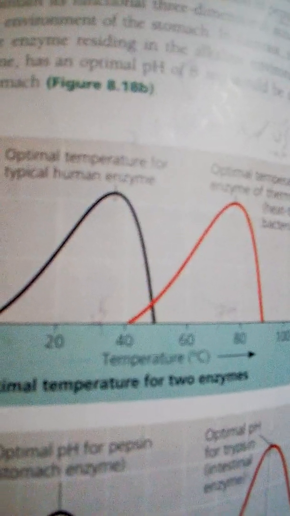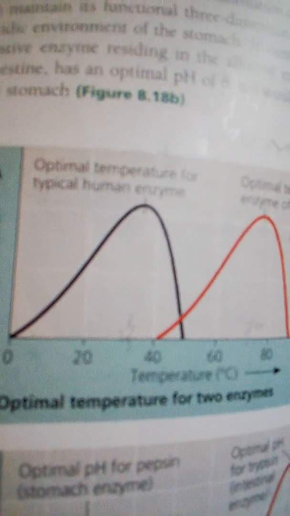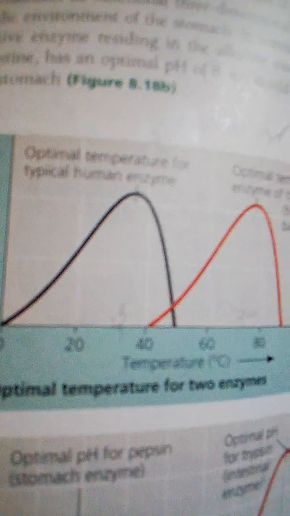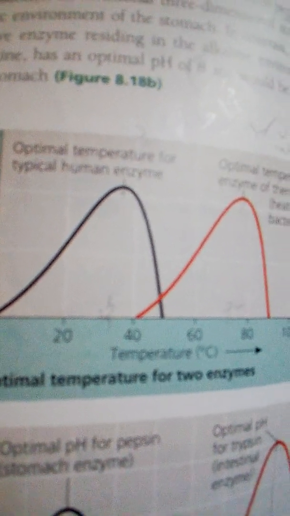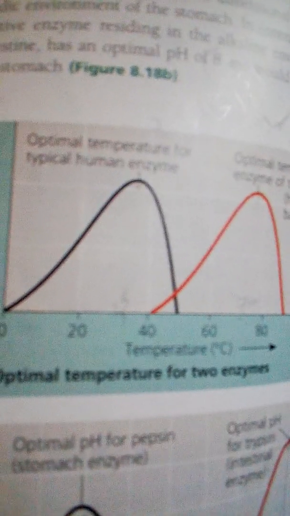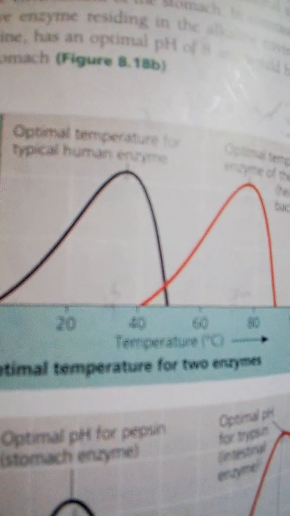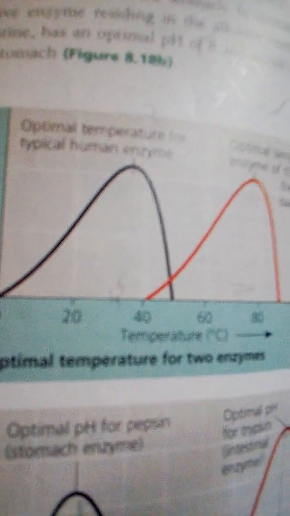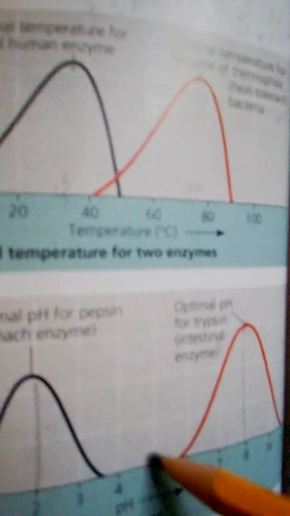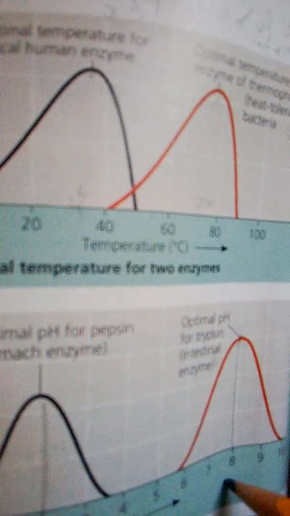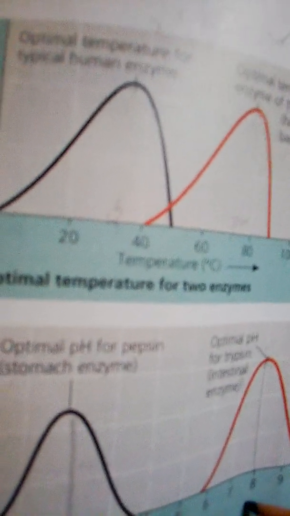Notice this picture or diagram. Most enzymes would be denatured, but the active conformation of pepsin is adapted to maintain its function, a three-dimensional structure, in the acidic environment of the stomach. In contrast, trypsin, a digestive enzyme residing in the alkaline environment of the intestine, has an optimal pH of 8, and it would be denatured in the stomach.